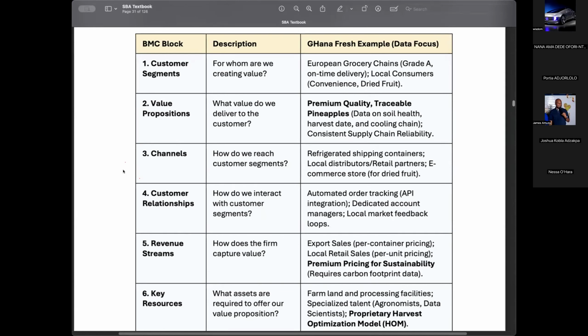We make value from export sales per container prices. So if I export 7 containers to the EU market, I have an idea of how much I'm getting per container.